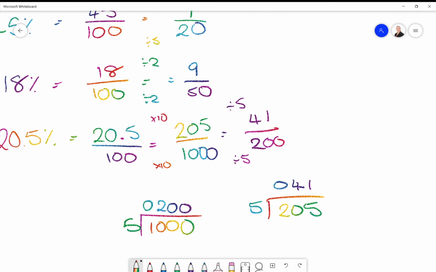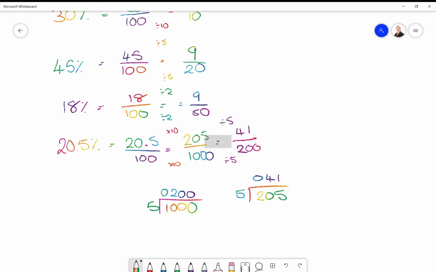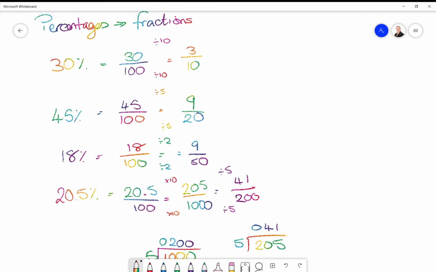Okay, so that is it for how you turn percentages into fractions. It is that easy. Okay, it's even easier than doing it the other way around, really. But we always start with the other way around for some reason. Okay. That's all you need to know for turning percentages into fractions.